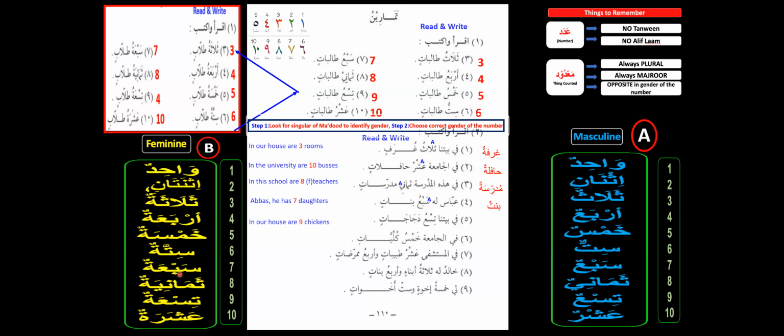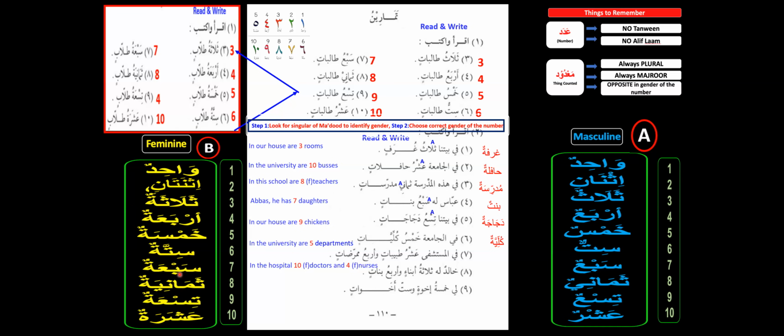في بيتنا 9 دجاجات. What's the singular for dajajatin? Chickens. Dajajatun. Singular is dajajatun. It's feminine. So your number is tis'u, which is masculine. Fil jami'ati khamsu kulliyatin. In the university are 5 departments. What is the singular for kulliyat? Kulliyatun. So kulliyatun is feminine. So you're choosing number which is masculine.